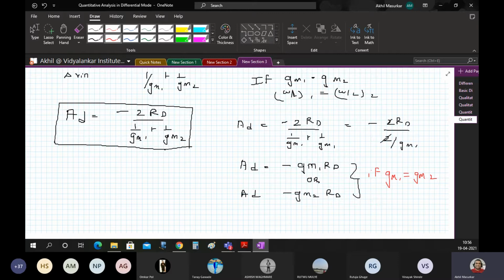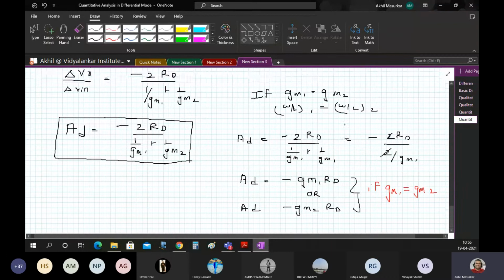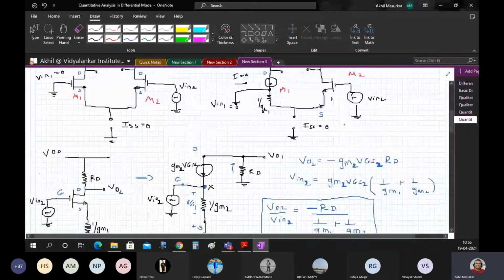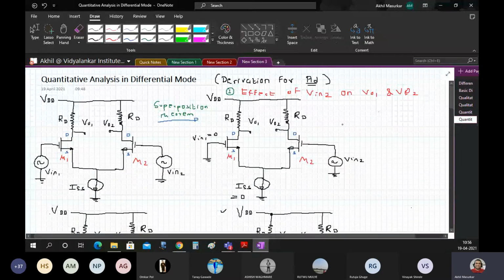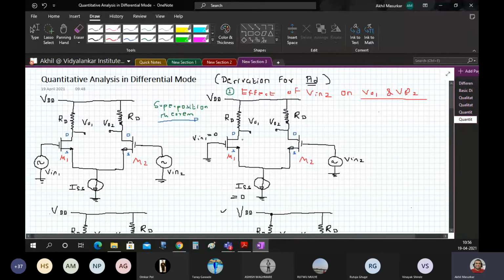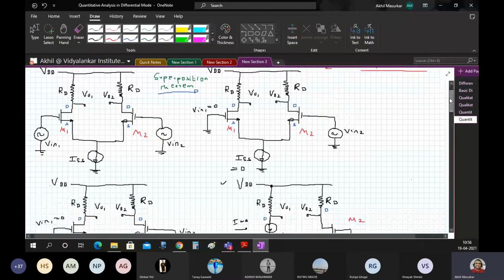So that is why we say that differential amplifier is a better amplifier as compared to your single stage or common source kind of amplifiers. So if you want to copy this thing from the circuit, effect of V in 2 on V01. So I'll give you some time here. Please copy this.